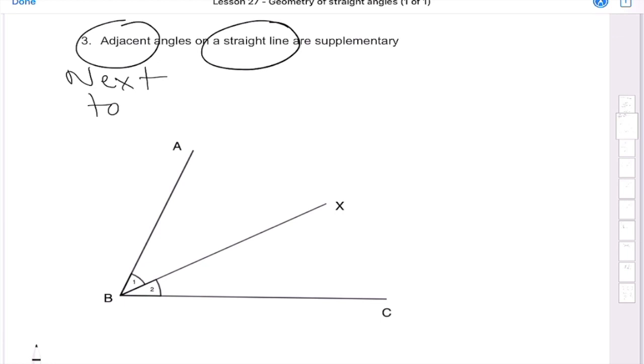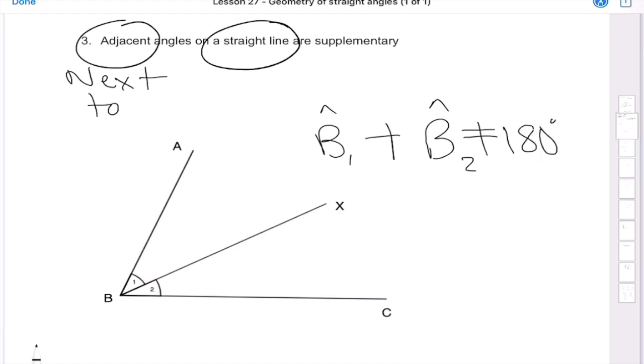And if you look at this diagram here, angle B1 and angle B2 are next to each other. We call them adjacent angles. But these two added together will not give us 180 degrees. So it doesn't really mean if angles are adjacent, then they should add up to 180. It is only angles that are adjacent on a straight line, which will give us 180.